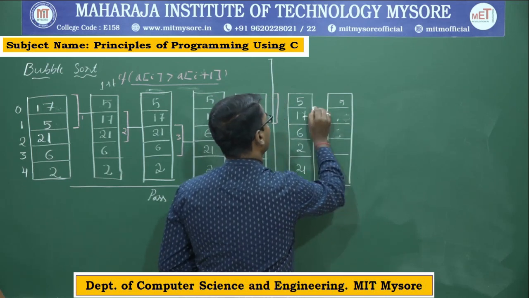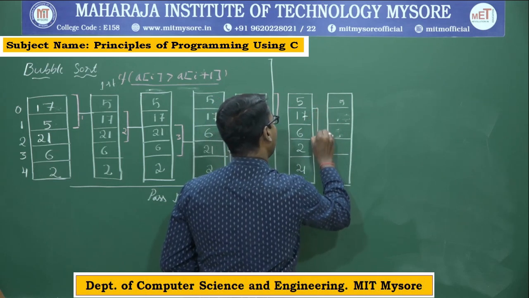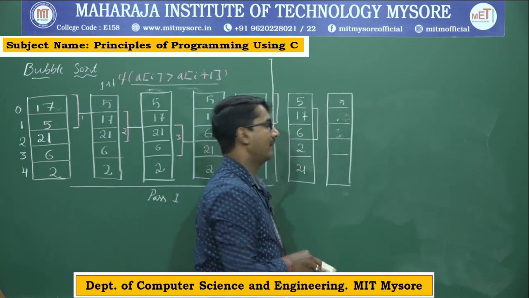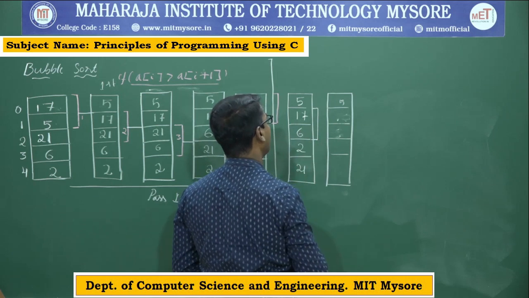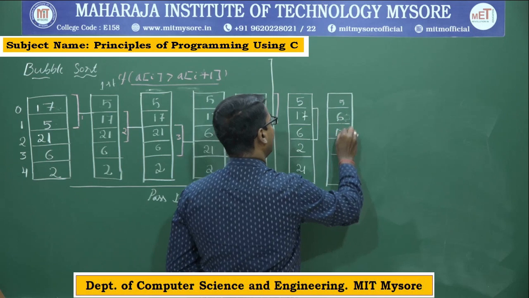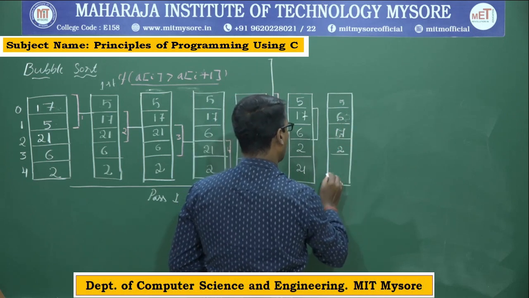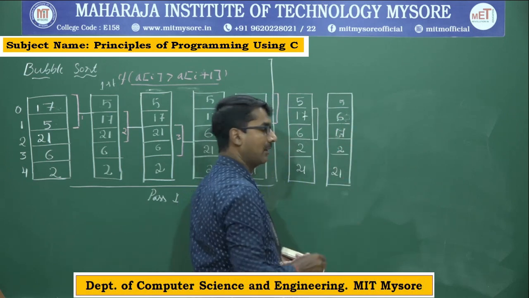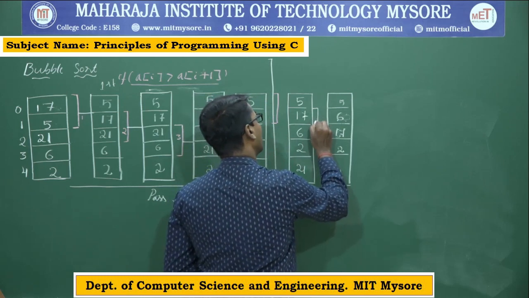Okay, here in the next iteration, 17 and 6 will be compared. 17 is greater than 6, so the values will be exchanged. So this becomes 6, 17, 2 and 21. Okay, this is iteration 1.